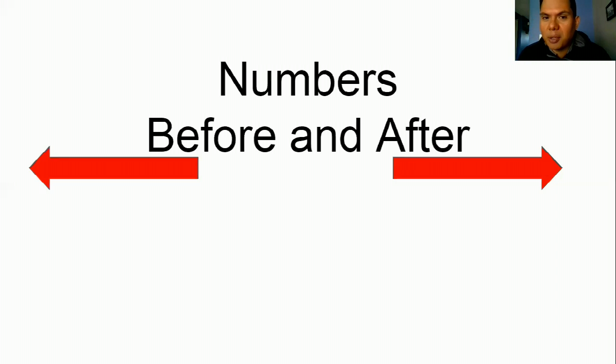Can you tell me one number in your brain? 5, 6, 7, 8. You're right. But we're going to talk about numbers before and after. I know yesterday we talked about numbers before and after. Now, last time we talked about numbers before.